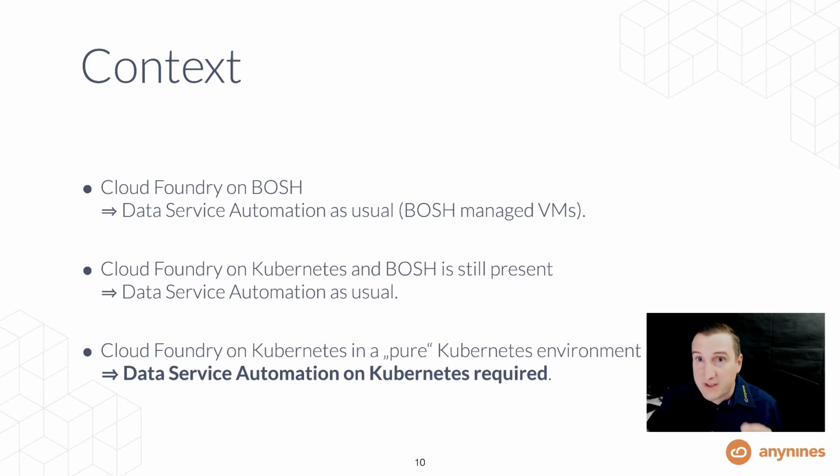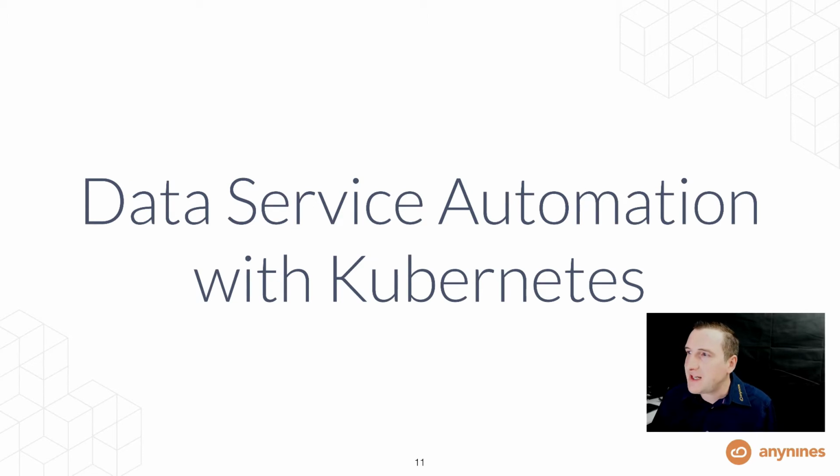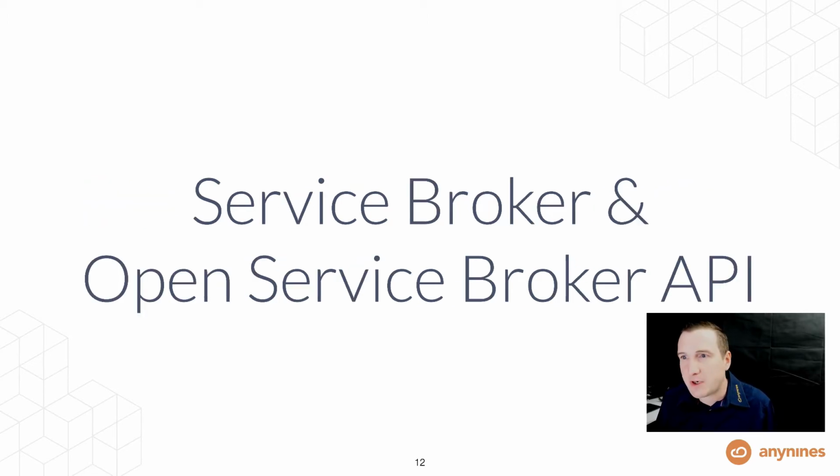So this talk focuses on the scenario where you have a pure Kubernetes environment, and for whatever reason you don't want to have a BOSH, and you'd like to delegate the heavy lifting for data service automation to Kubernetes. So that's the scope. And as I said, there are already a few ifs to get to that particular context. So, data service automation with Kubernetes: what's to be said about it?